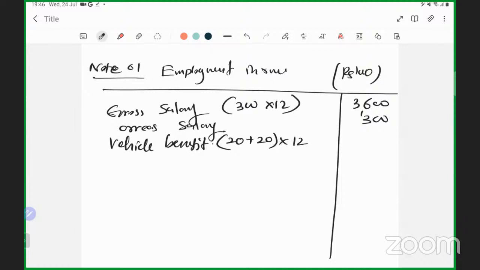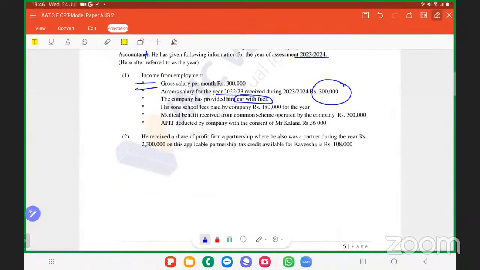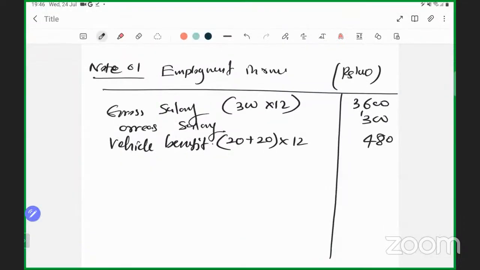That is 12 months. But be very careful when you calculate this kind of question, the examiner can be very creative. An examiner can give the question like this: the company has provided him a car with fuel from 1st June 2023. Then you are not eligible to calculate that vehicle benefit for 12 months because you received that benefit from 1st June 2023. That means for 10 months, right?